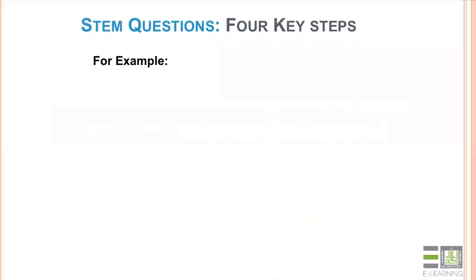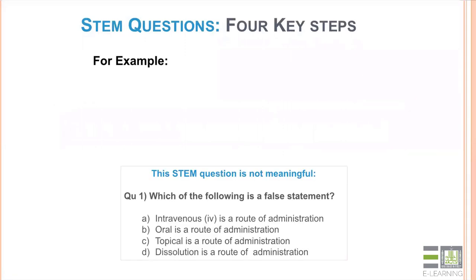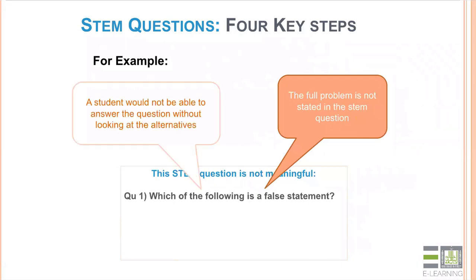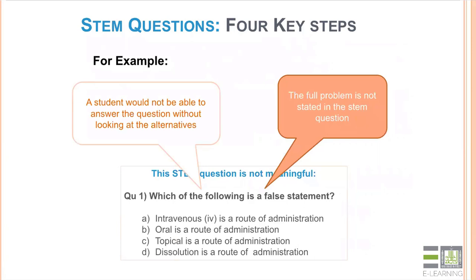So I have an example here of a multiple choice question which says what you should not do. I feel that this STEM question isn't meaningful. If you look at simply the STEM question itself, it doesn't clearly state what the problem is. It says, which of the following is a false statement. And if you were just given this question in an exam, you wouldn't be able to answer the question clearly without having to look at the list of alternatives.